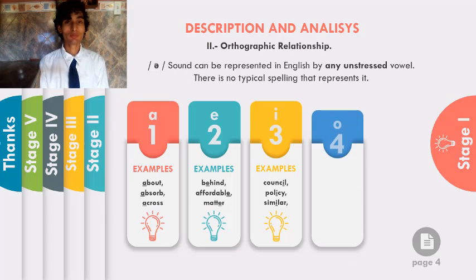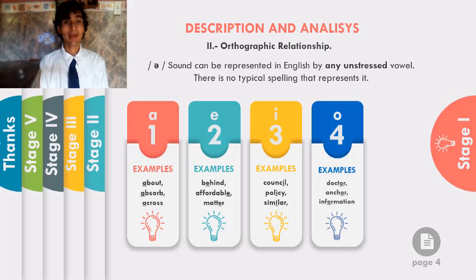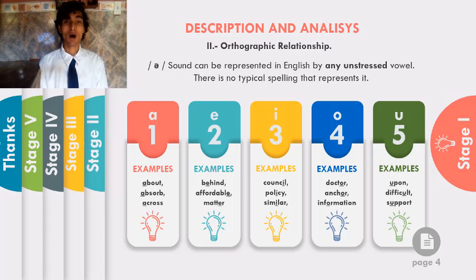With letter O, some examples are doctor, anchor, information. You can find more in your handout. Examples with letter U include words such as upon, difficult, and sport. You can find more in your handout.